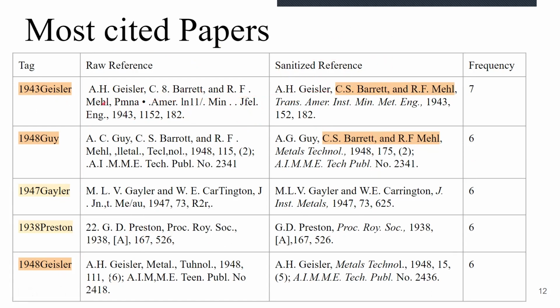And I also highlighted the connections with certain authors that can hopefully shed light on the schools of thought. So you see here C.S. Barrett and R.F. Mehl show up for some of these articles. And it turns out that R.F. Mehl was a teacher and advisor to C.S. Barrett, Guy, and Geisler. Gaylor and Preston also shared a mentor. They worked under a man named Rosenhain in the United Kingdom. Gaylor is also the only woman on this chart, which is pretty interesting.